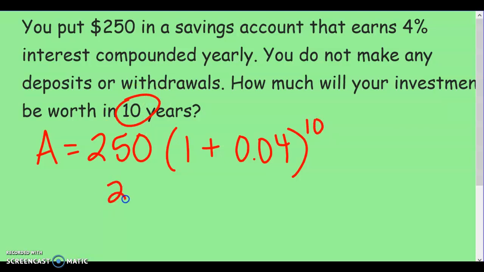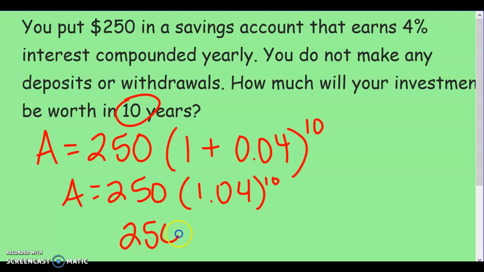So this would be 1.04 to the 10th power. And remember, order of operations tells me I need to do 1.04 to the 10th power first. So that's actually going to give me 1.48, and then you can round off, so I'm just going to stop it right there.